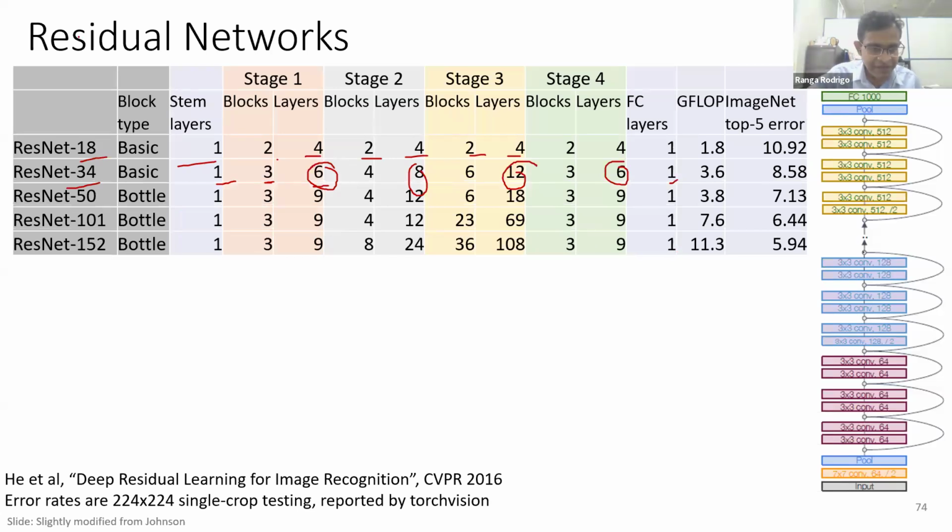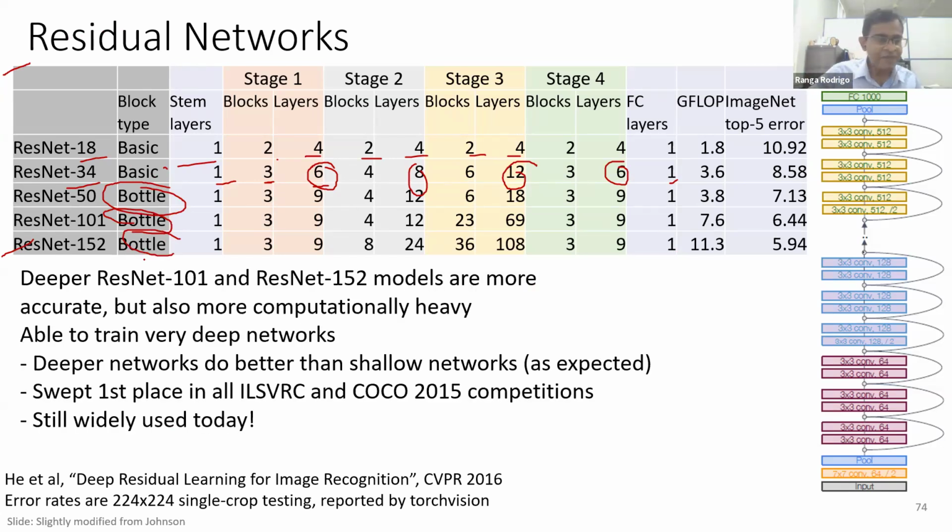And then the 50 layer, ResNet 50. Today we will be using ResNet 50 with ImageNet weights. It uses the so-called bottleneck layer that we studied. Then ResNet 101, ResNet 152. These are still very valuable and useful networks. Deep ResNet 101 and 152 models are more accurate, but also more computationally heavy. They are able to train very deep networks. Deep networks do better than shallow networks, as expected. They swept the first place in ILSVRC and COCO 2015 competitions, still widely used today.